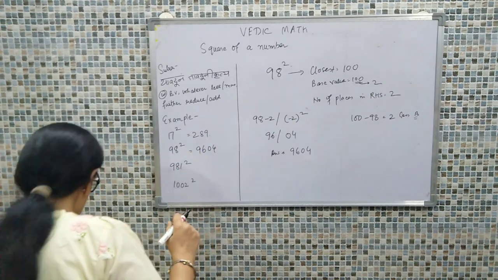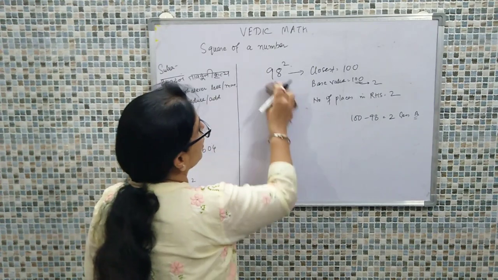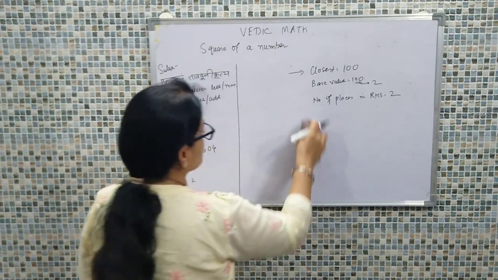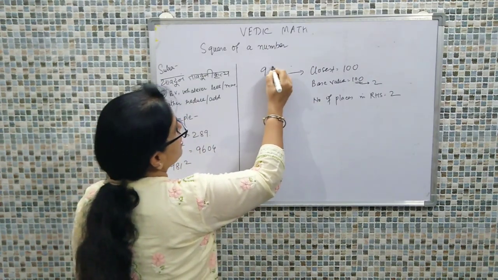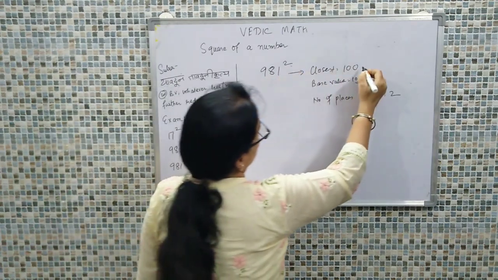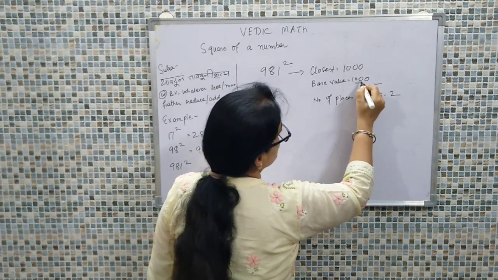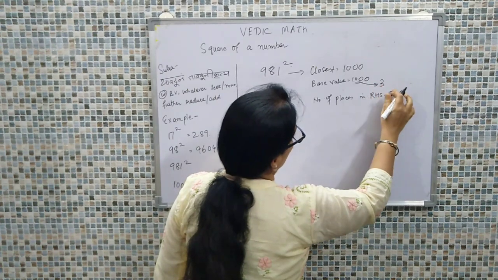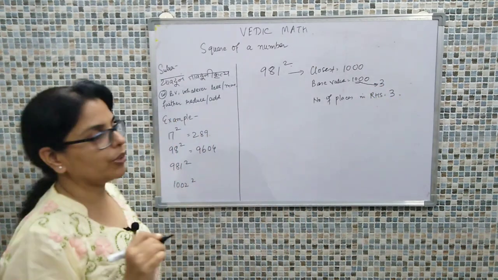So how simple it is? Just we have to identify what is the nearest number and we need to calculate the square of that particular value only and add or subtract depending upon how the calculation has to be done. Next is to calculate the square of 981. This number is close to 1000. So the base value will be 1000, and in this base value we have how many zeros? 3 zeros. So the number of places in the RHS will also be 3.